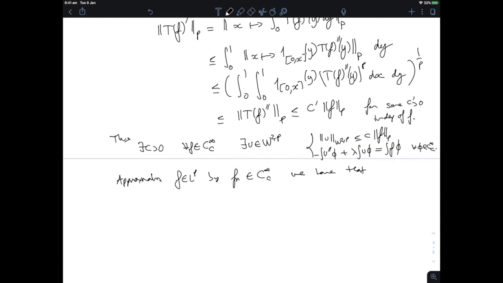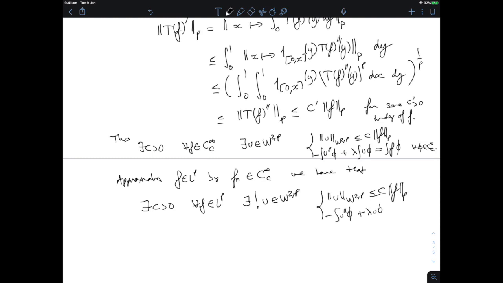We have that there exists a C such that for every f in Lp, there exists a unique u in W2p. Again, uniqueness is guaranteed by the control of the norm, such that this holds. And here we've just used the fact that the equation holds weakly. We have a strong convergence of the solutions, the approximate solutions un to the actual solution u, and strong convergence does indeed imply weak convergence.